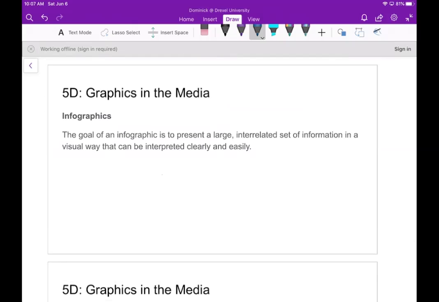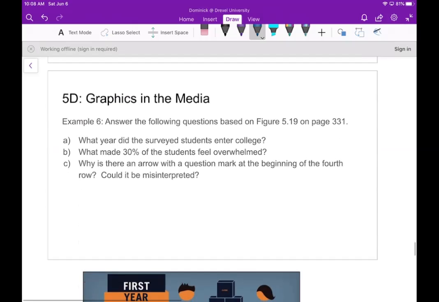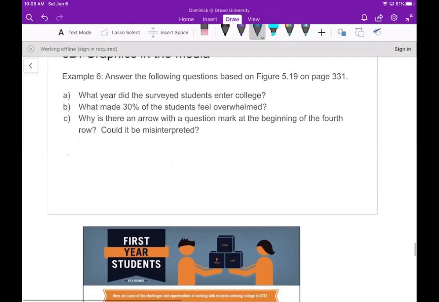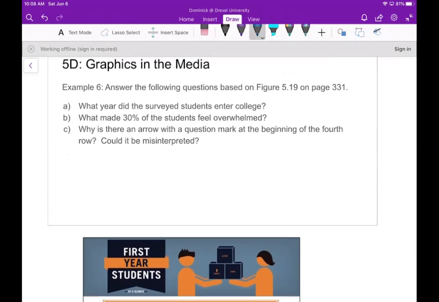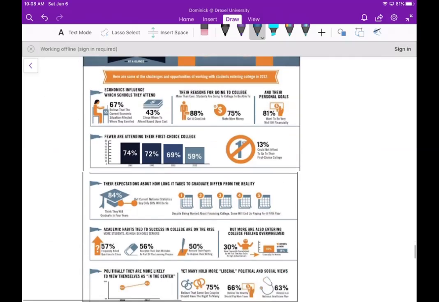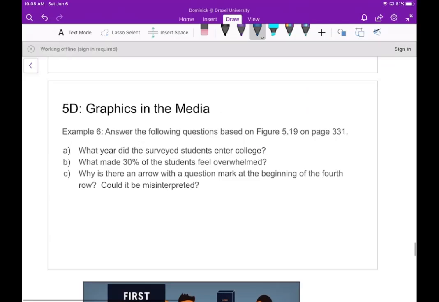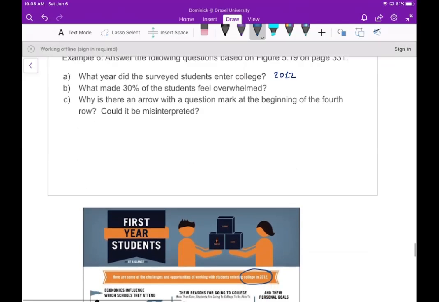Okay, now the next type of graphic that we'll talk about is what's called an infographic. Now the goal of an infographic is to present a large interrelated set of information in a visual way that's nice to interpret and easy to read, right? So based on that, we're going to answer the following questions based on this first year students infographic. So in part A, we want to know what year did the survey students enter college, okay? So we have this nice graphic here, and it looks like we can find fairly quickly that the students entered college in 2012.